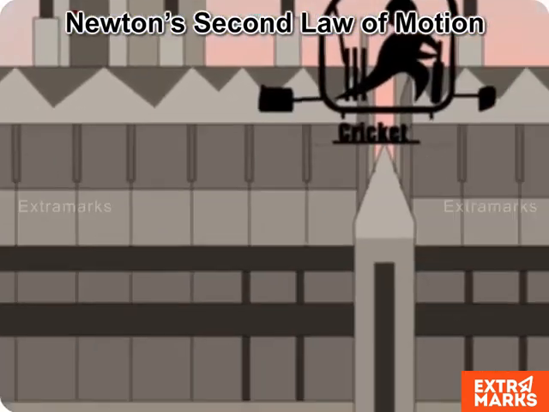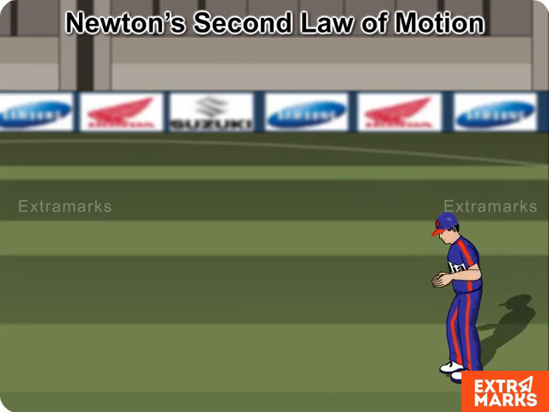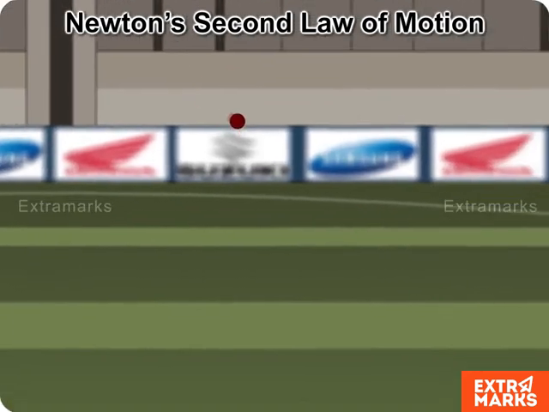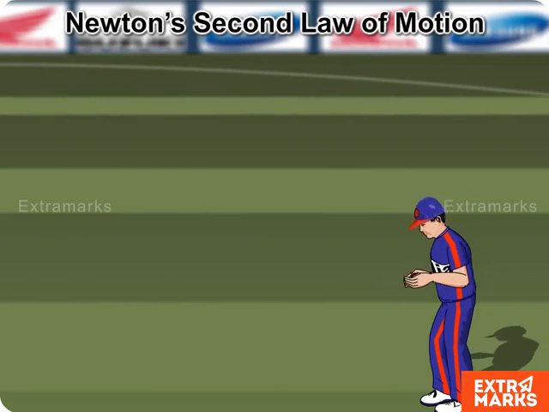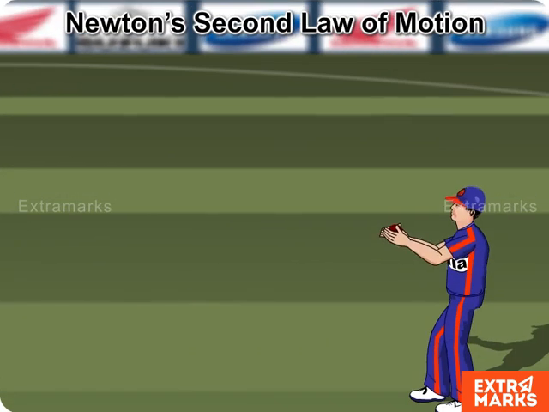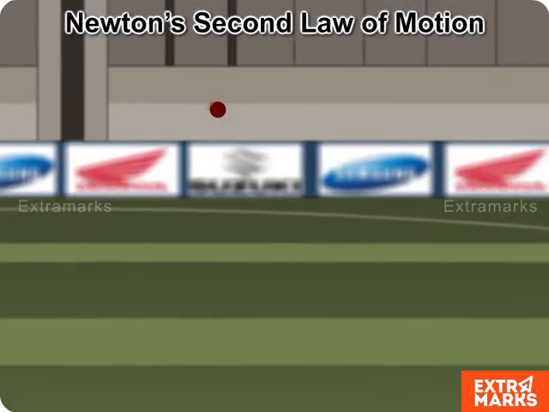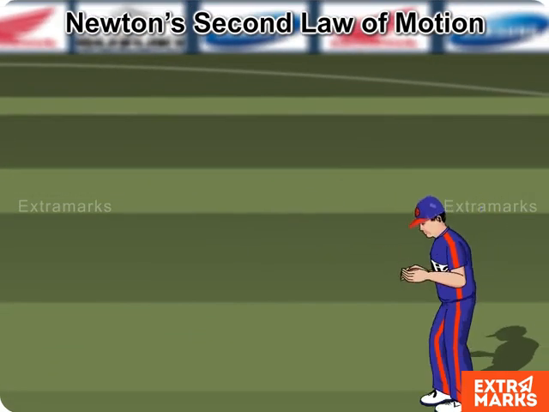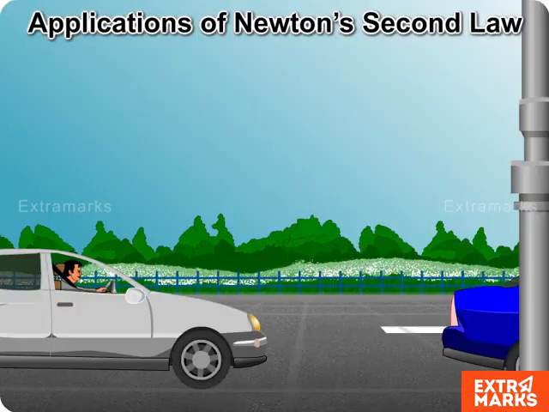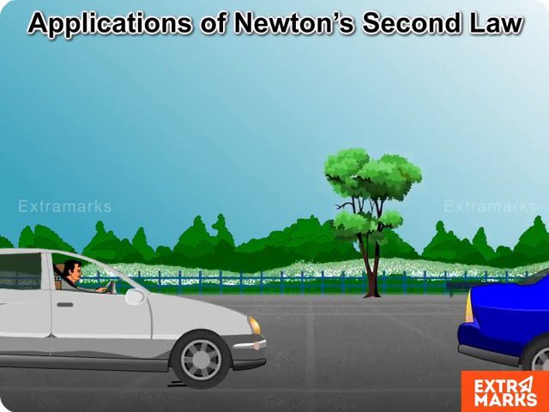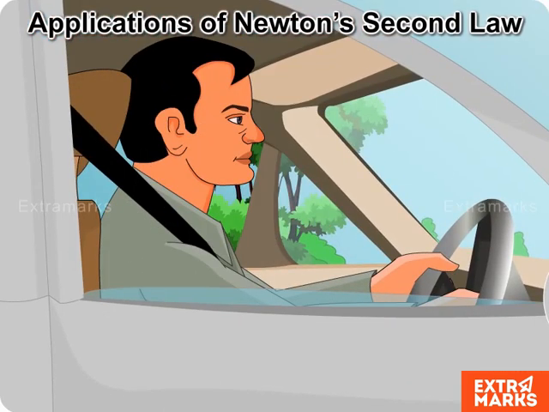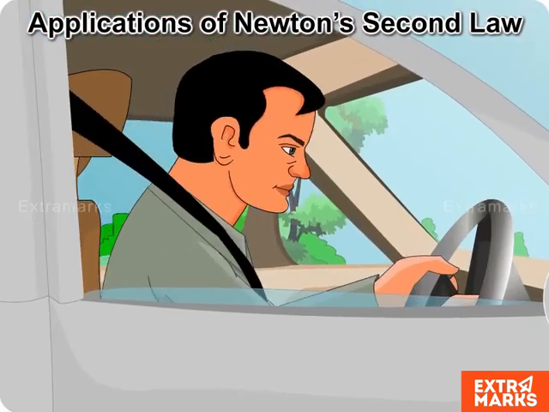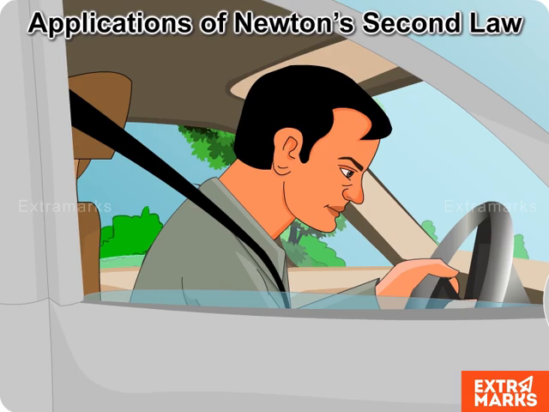A cricket player moves his hands backwards while catching a fast-moving cricket ball. By doing so, he increases the time taken to reduce the momentum of the ball to zero. Thus, the rate of change of momentum of the ball and the force exerted by the ball on the player's hands decreases. The stretchable seat belts worn by the driver reduce the rate of change of momentum, thereby reducing the impact due to sudden braking at the time of accident.